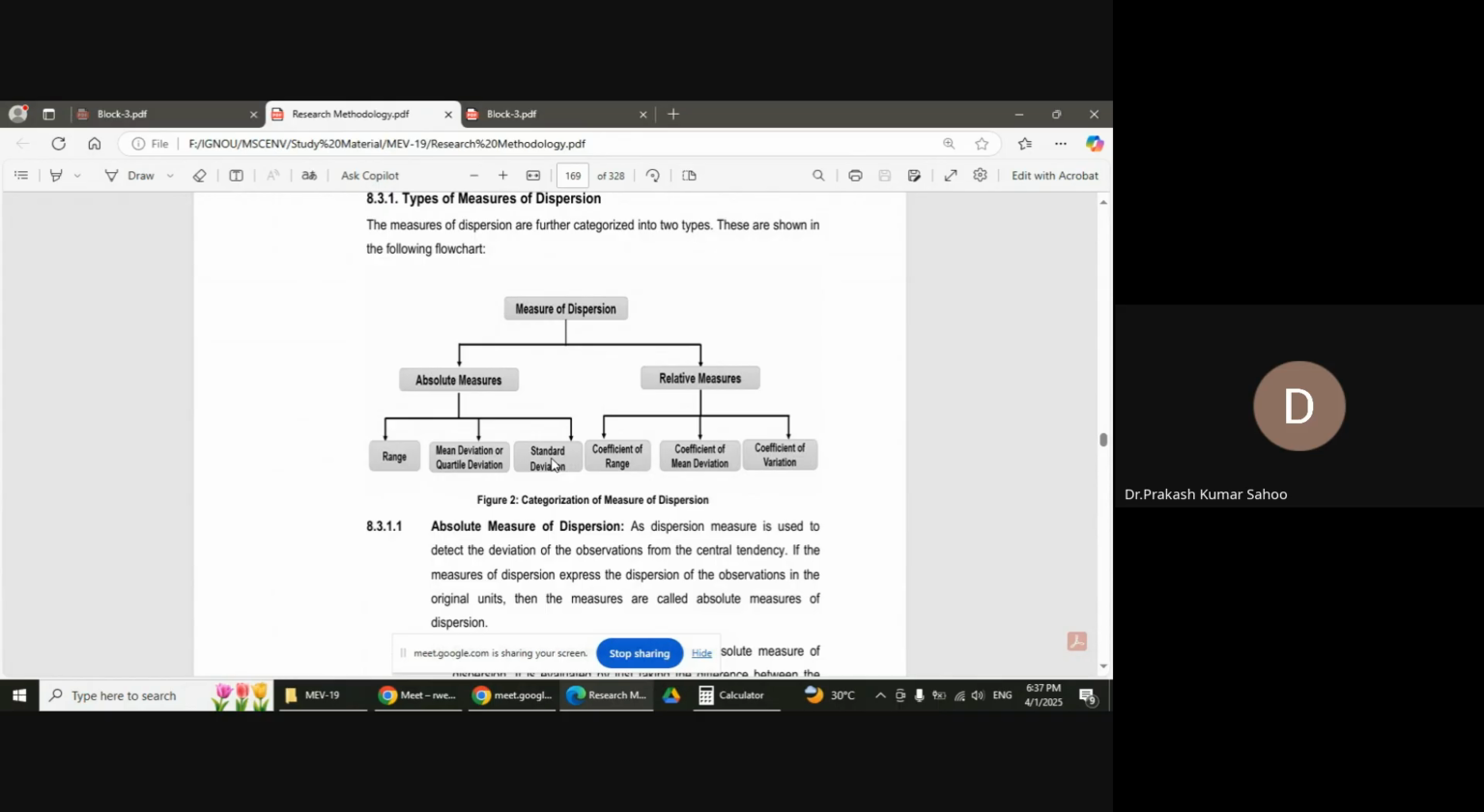And relative measures, that means it is more or less relevant to the deviation, sorry, it is not the deviation, it is coefficient of range, coefficient of mean deviation, coefficient of variation. That means coefficient of range is calculated as highest value minus lowest value divided by highest value plus lowest value. So we will cover all this, okay?